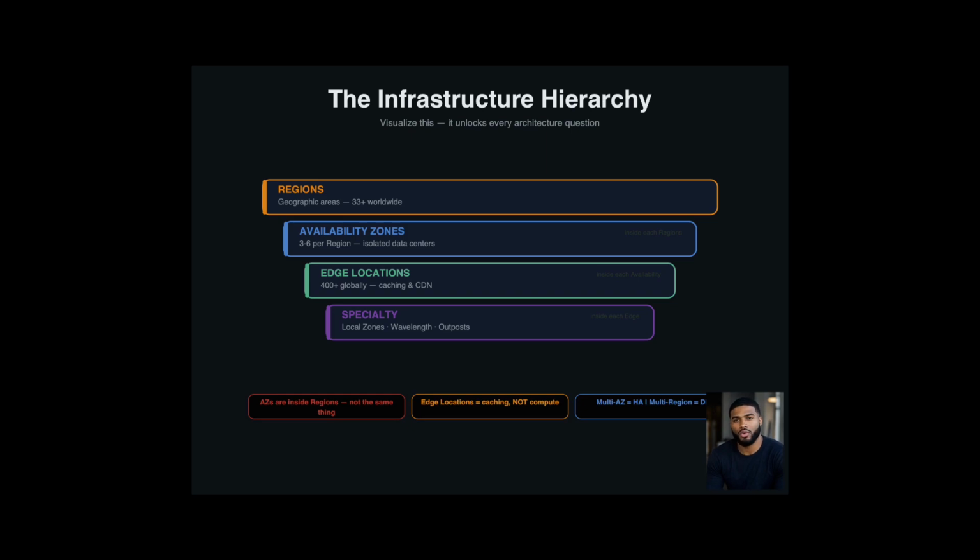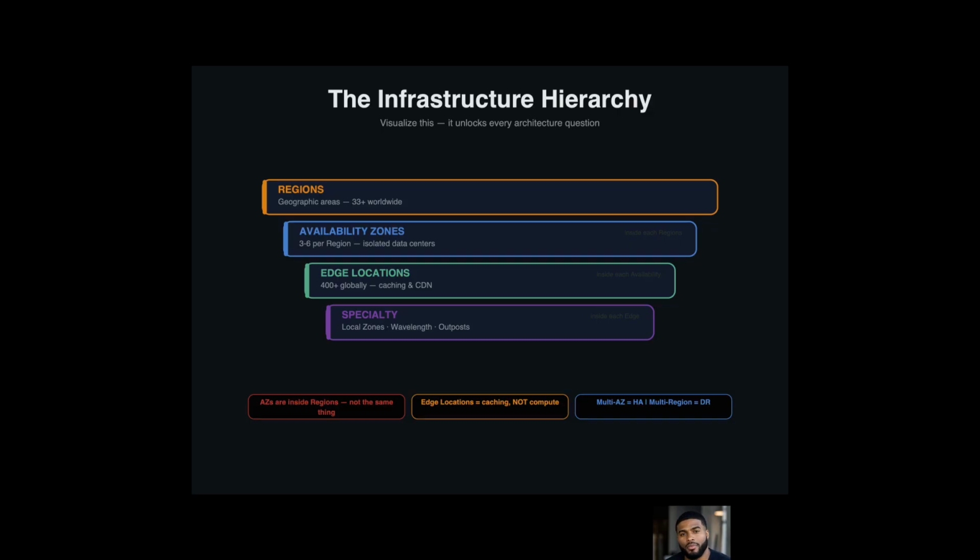3 exam traps real quick. 1. AZs are inside regions. Don't mix them up. 2. Edge locations are for caching, not compute. Reduced latency globally means CloudFront, not more EC2. 3. Multi-AZ is high availability. Multi-region is disaster recovery. Different things.